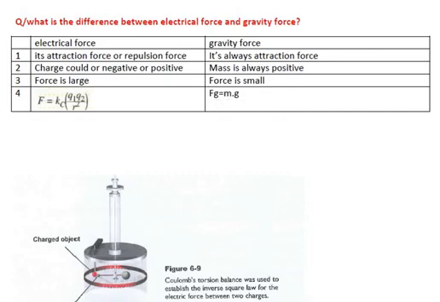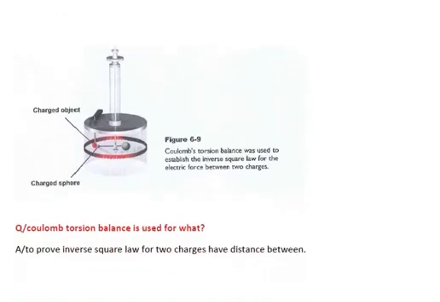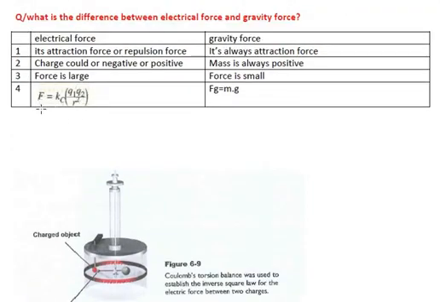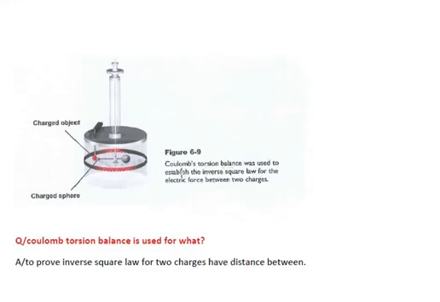Coulomb, while proving his rule, used a device called Coulomb's torsion balance. He used this device to prove the inverse square law that he used in his rule. In here, if you can see, this rule is called the inverse square law, and he proved this rule by a device which he invented. It's called Coulomb's torsion balance device, which is composed of a charged sphere and a charged object inside a glass tube.